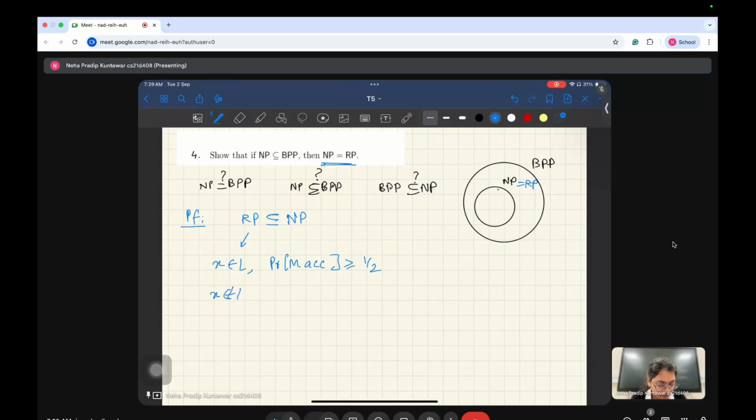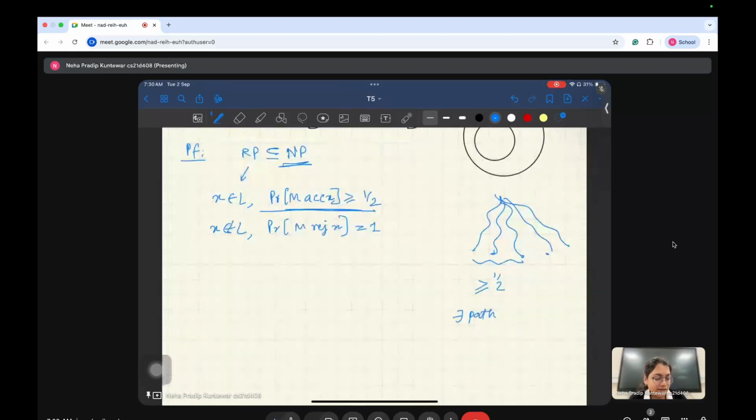And if X is not in the language, then the probability that the machine rejects X is equal to 1. So what this really means for us is that if the probability that M accepts X is at least half, it means that among all the computational paths in the computational tree, at least half of them led to accept. So what that means is that there exists a path that leads to accept. Okay, and that is our acceptance condition for NP.